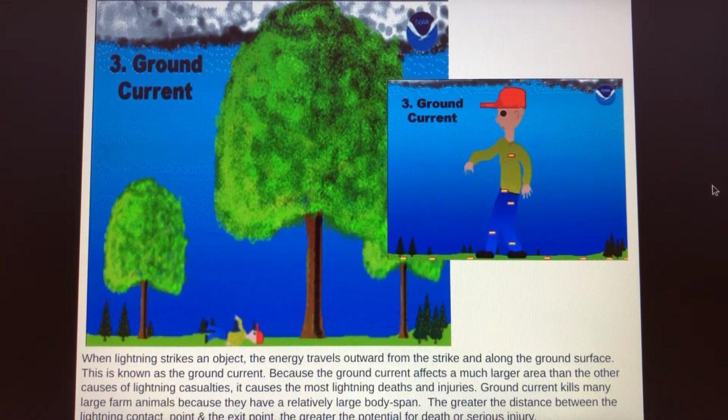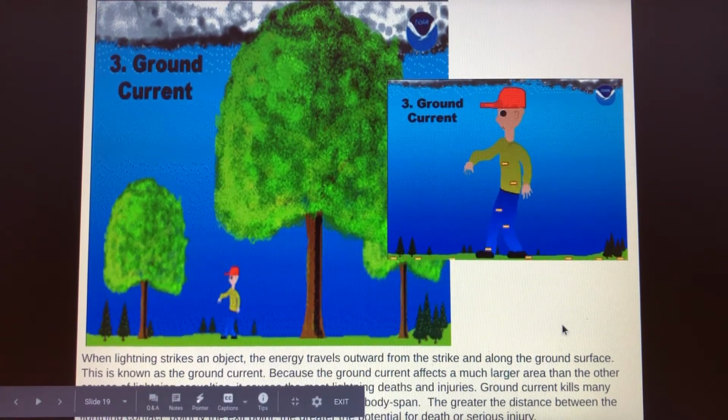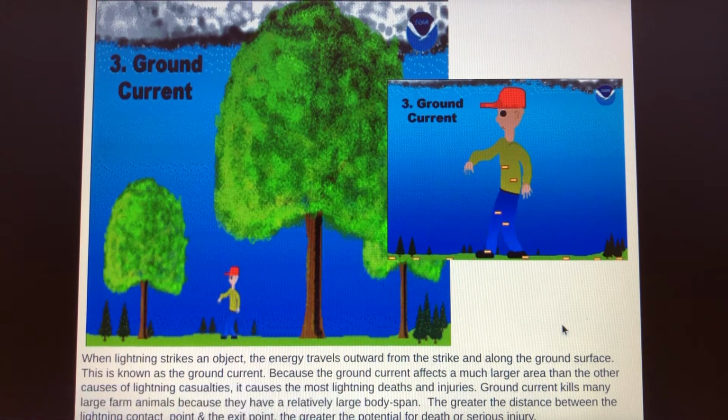Now, a ground current strike happens when the lightning actually does strike the ground. And that energy travels outward from the strike along the ground, and it affects a really large area if it happens. And you can see in this guy, it's actually coming up out of the ground and straight up into him. For the most part, this doesn't happen very often to humans, but it does kill a lot of large farm animals because they have a large body span, and the greater the distance between the lightning contact point and the exit point, that's where you get the greater chance for death.